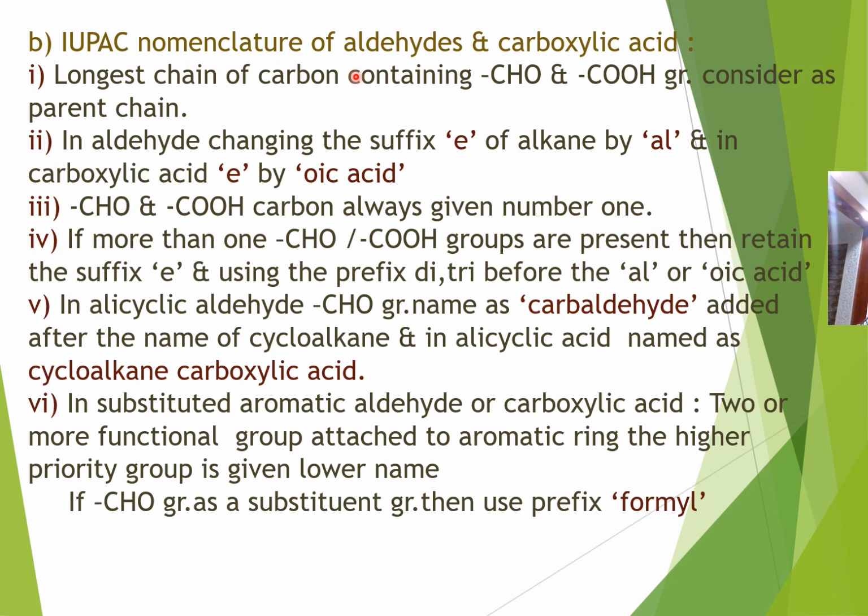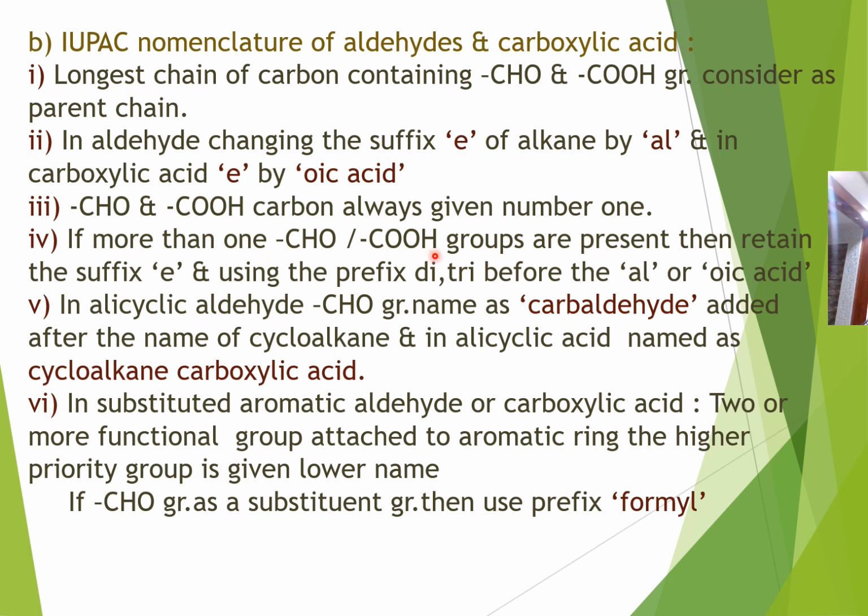So IUPAC nomenclature of aldehydes and carboxylic acids. The longest chain of carbon containing the CHO and COOH group is considered as the parent chain, where the CHO and COOH groups are given number 1. Then in aldehydes, you have to change the suffix "e" of the alkane to "al". So if it is a two-carbon alkane, ethane, the "e" will be replaced by "al", ethanal. In carboxylic acids, "e" is replaced by "oic acid". So if you have CH3COOH, a two-carbon chain, the alkane "e" will be replaced by "oic acid", so it will be ethanoic acid.